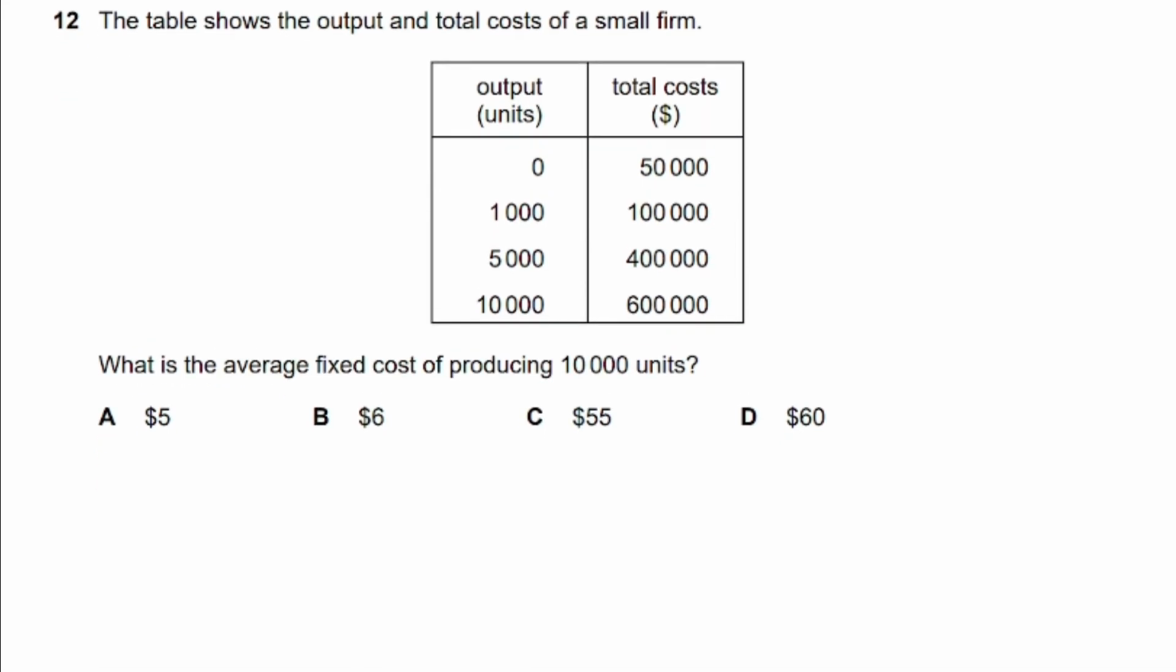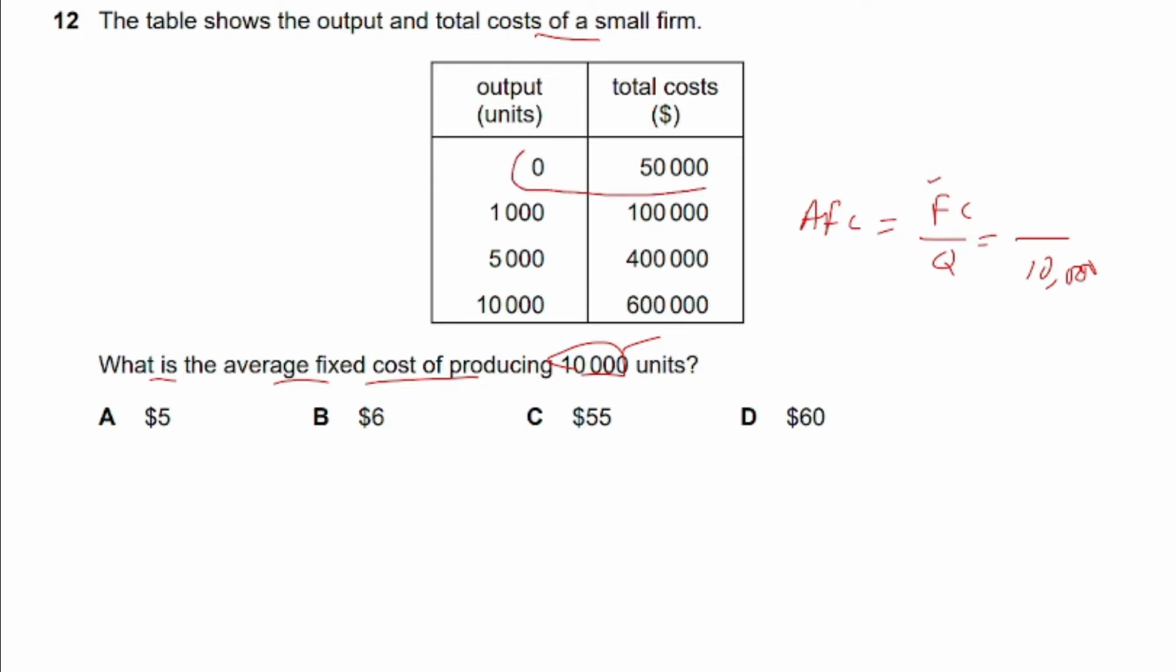The table shows the output and total cost of a small firm. What is the average fixed cost of producing 10,000 units? Average fixed cost is basically fixed cost over quantity. The examiner has given us the output, that is 10,000. So 10,000 is basically the quantity, and we have to find out the fixed cost.